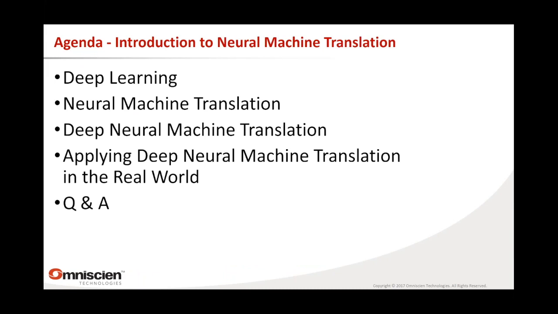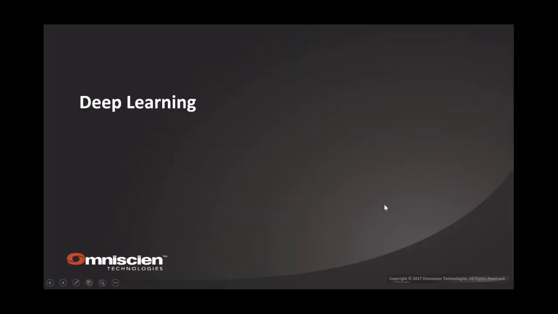Okay, so we have this outline lined up. I'll give a bit of an introduction: what is deep learning and how it differs from other learning methods that have been explored so far. I'll give a quick review about neural machine translation, and then what does that mean together? What is deep neural machine translation? And then Dion Wiggins will talk about how to apply that in the real world and actual performance numbers we observed. We'll conclude with a question and answer session. Next slide.